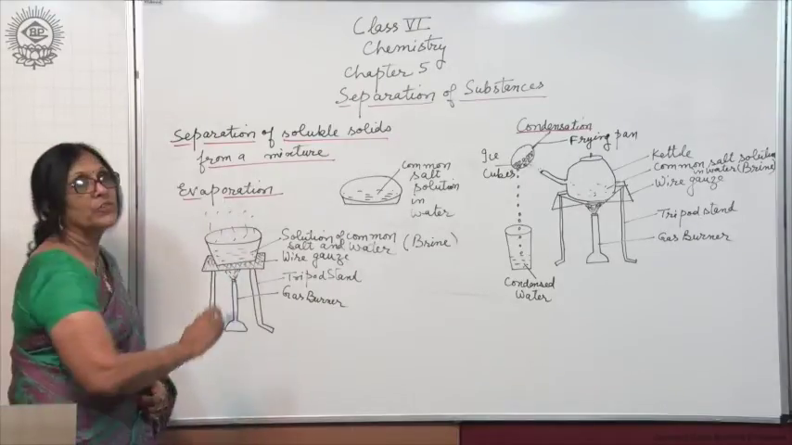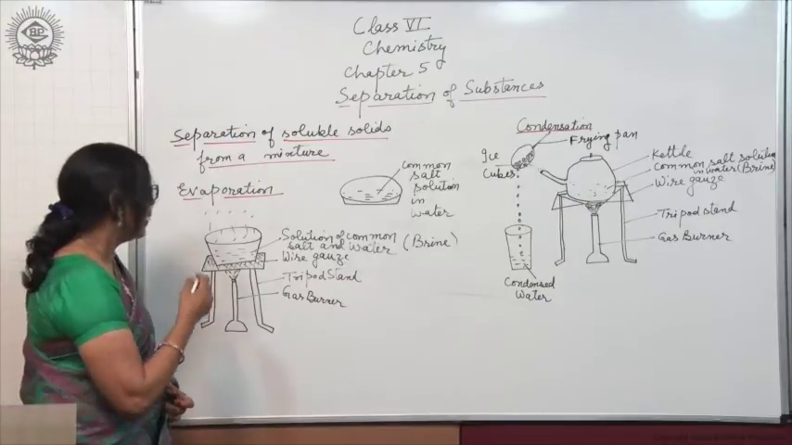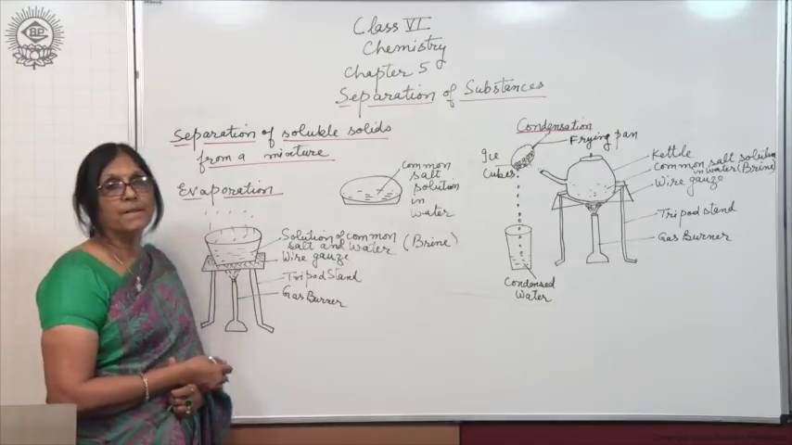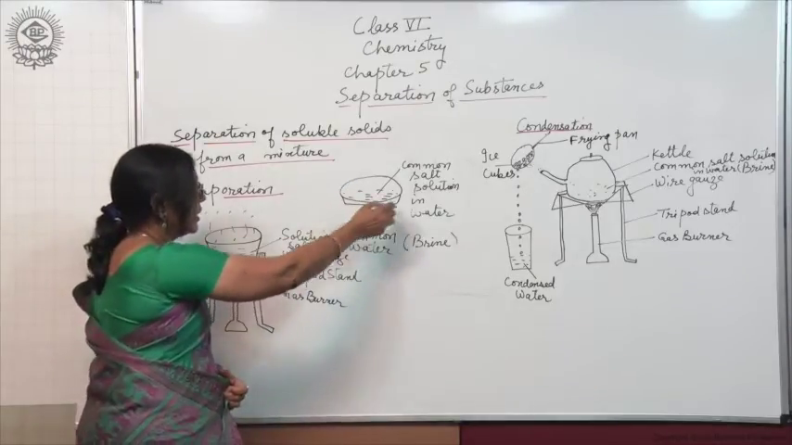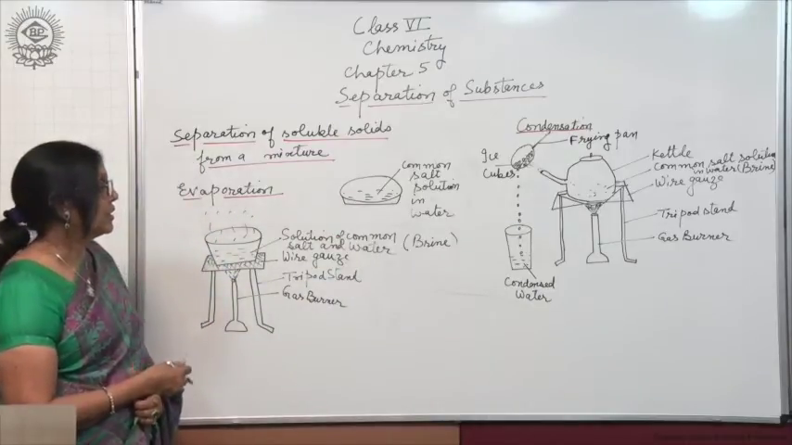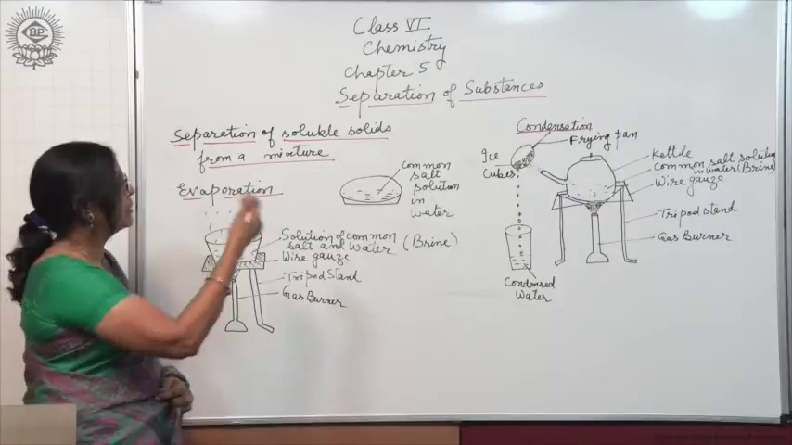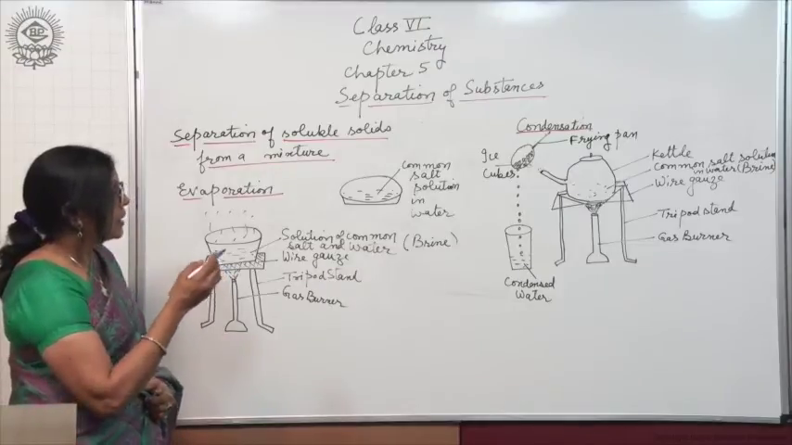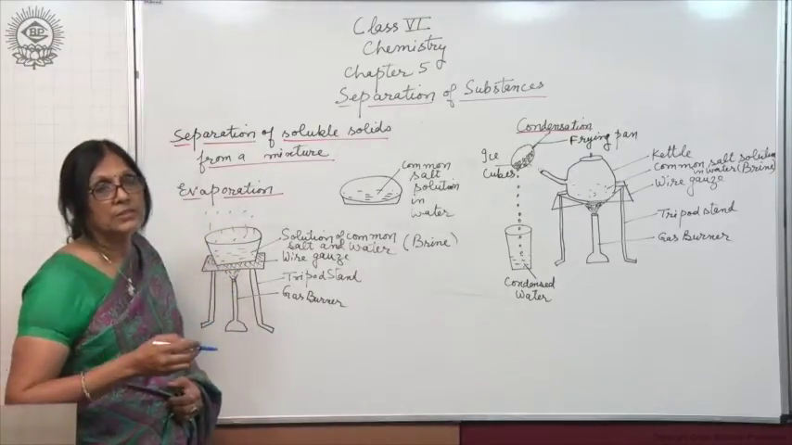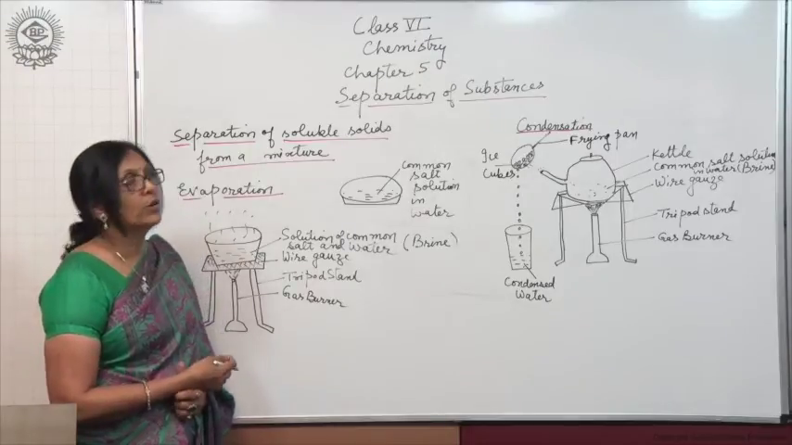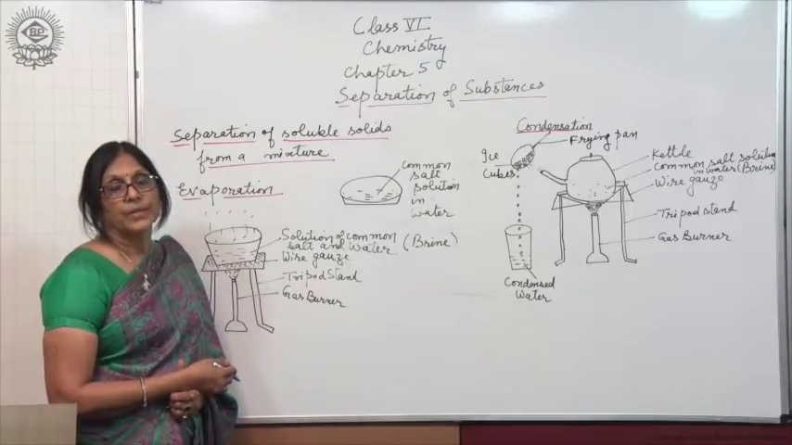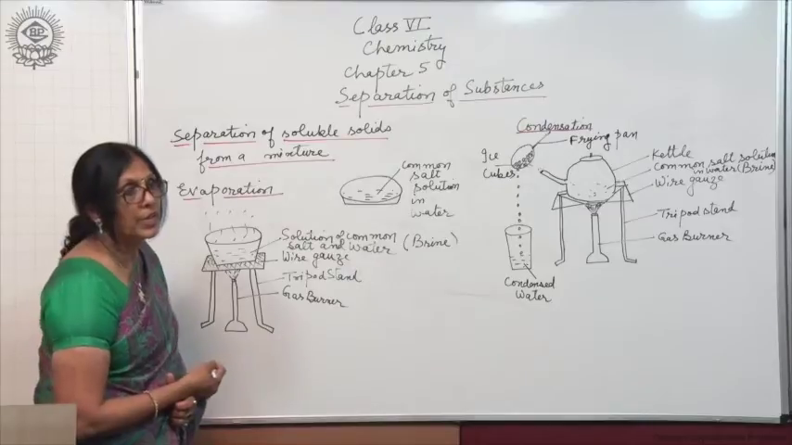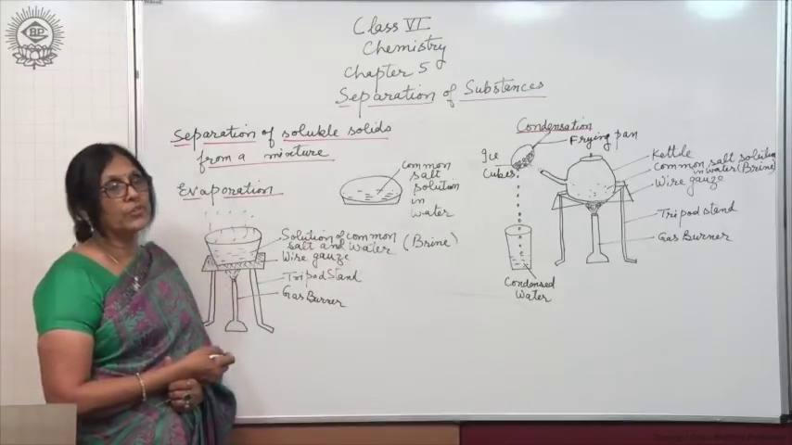So what is evaporation? Evaporation is the process of changing a liquid into its vapors, and this evaporation can also be done without heating. Think over it. How can it be done? It can be done by taking the brine solution, or common salt solution in water, in a shallow dish or a plate, and keeping it in sunlight for a few hours. Keep on watching, and you will come to know that the volume of water is decreasing. After a few hours, you will find that the whole of the water has evaporated, leaving behind the salt. So this is how a solid impurity can be separated from a liquid by evaporation.